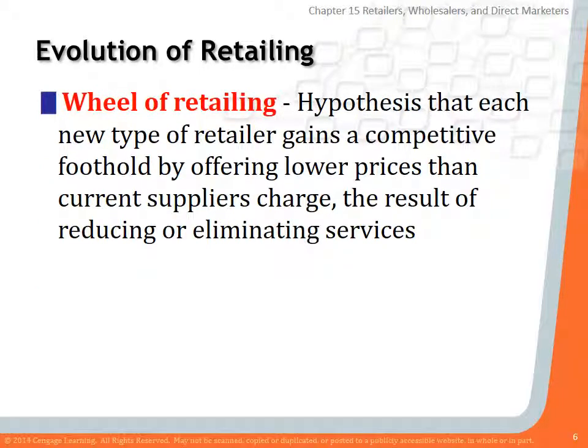The wheel of retailing is a hypothesis that each new type of retailer gains a competitive foothold by offering lower prices than current suppliers charge, the result of reducing or limiting services. Now, one of the interesting things about this is that over time, that new retailer becomes more established, and as they become more established, they add in more services, and prices gradually do increase.